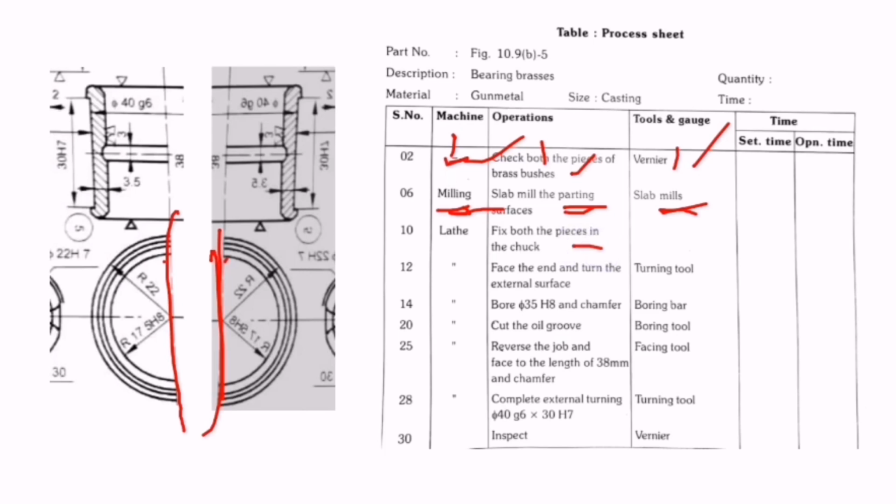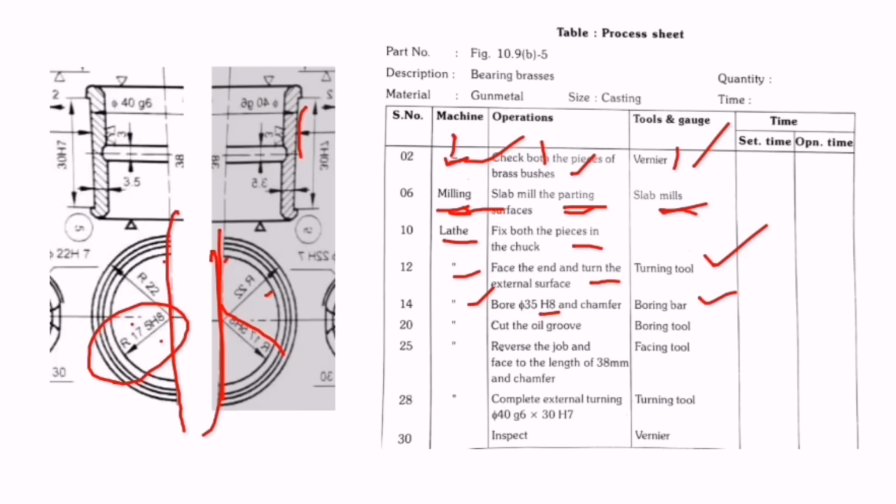Next is to fix both the pieces in the chuck. Fix these two pieces in the chuck of the lathe machine. Next, face the ends and turn the external surface. Facing the ends and turning the surfaces is done in the lathe machine only, with the turning tool. Next, bore 35 H8 and chamfer with a boring bar on the lathe machine only. Boring of 35 diameter. Where is the 35 diameter? Actually, this is 17.5 radius, this side 17.5, this side 17.5. In total it will become 35. So 35 diameter.